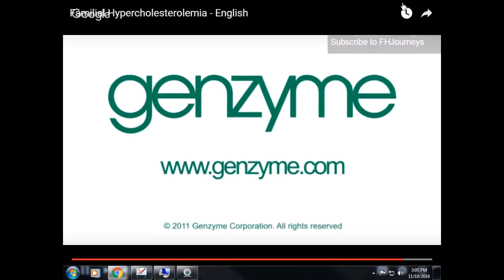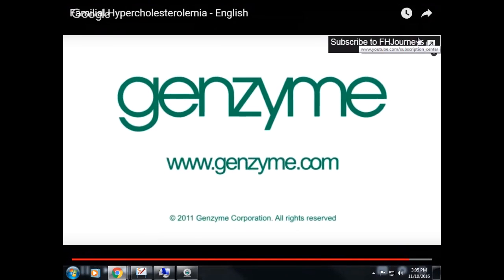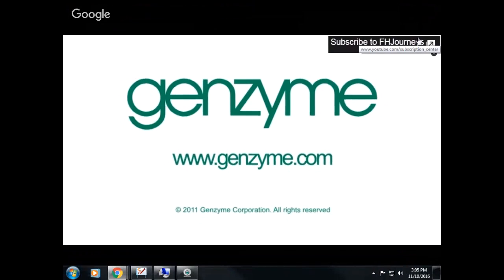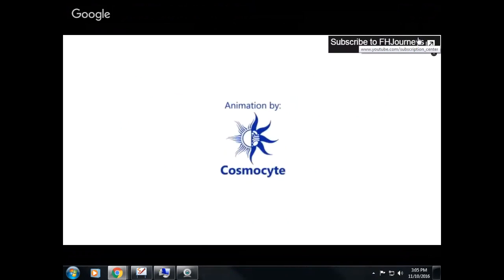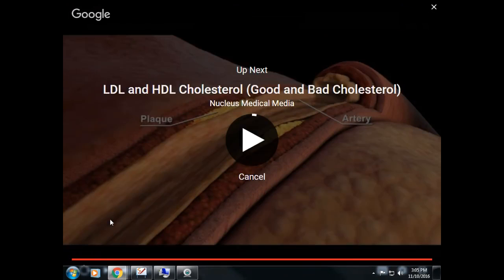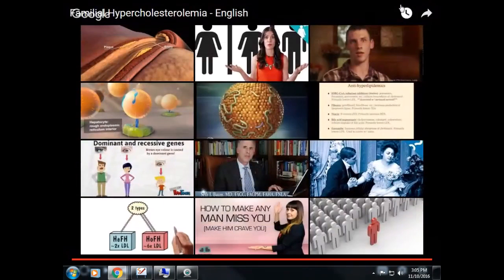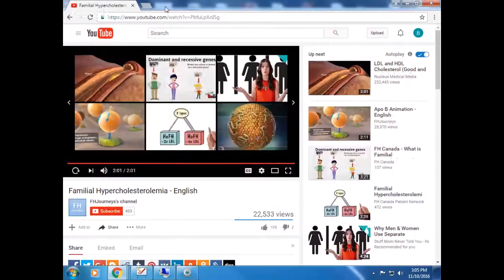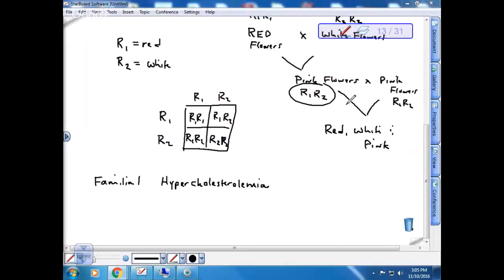Okay. So that's the phenotype. So that would be how the gene affects the body at the cellular level. And then it can lead to heart attack.